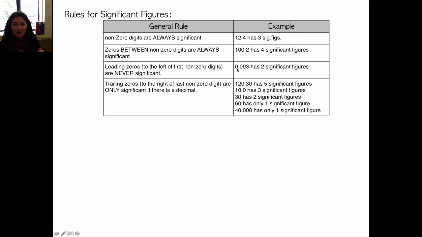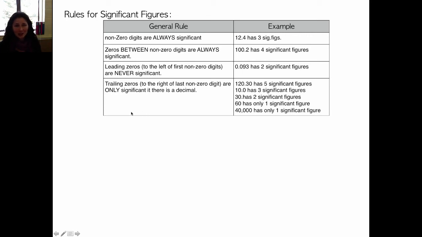Leading zeros are the ones that are to the left-hand side. So here's an example. These leading zeros are what we're talking about, and they are never ever going to be significant, no matter what. Leading zeros to the left hand of any non-zero digit are never significant. So this number only has 2 significant figures from the 9 and the 3.